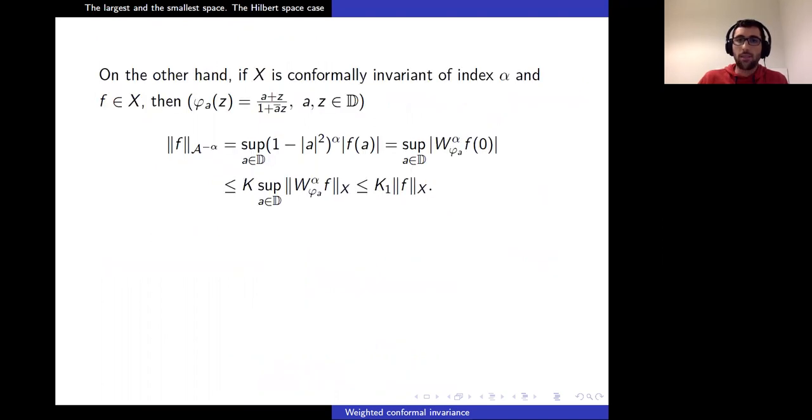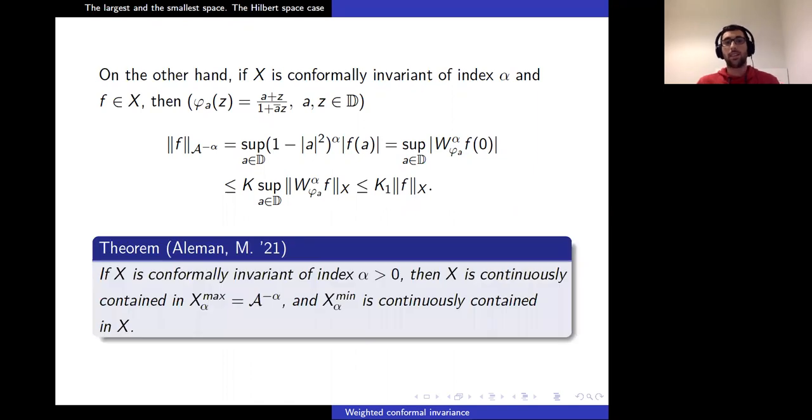On the other hand, if we consider an arbitrary conformal invariant space of index alpha, then our space is continuously contained in the Korenblum space A minus alpha. We can see this claim with these few computations, where we only use that our space satisfies property 1 and property 3. So with this, we can say that the largest conformal invariant space of index alpha is the Korenblum space A minus alpha, and the smallest one is either a weighted Besov space or a weighted Bergman space.